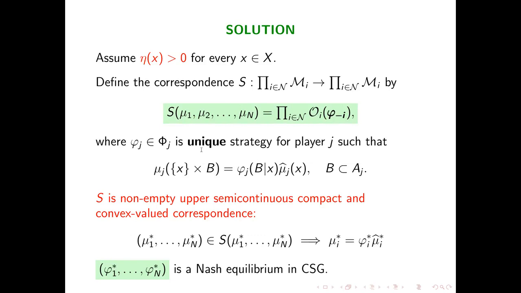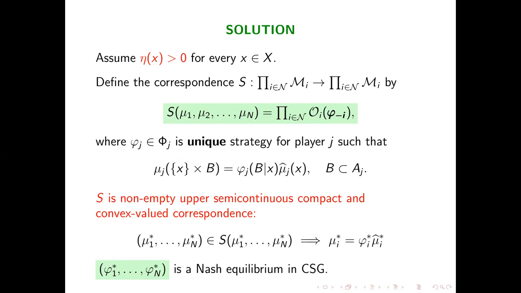And what is important is that this strategy phi I is unique. It is unique thanks to our assumption that eta x is positive for every x. So that's why we have uniqueness here. And then, having phi I, with the aid of this integration, we define this correspondence. What is important is that S is non-empty, upper semi-continuous with compact values and also with convex values.